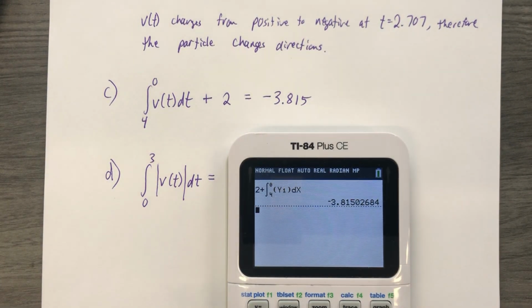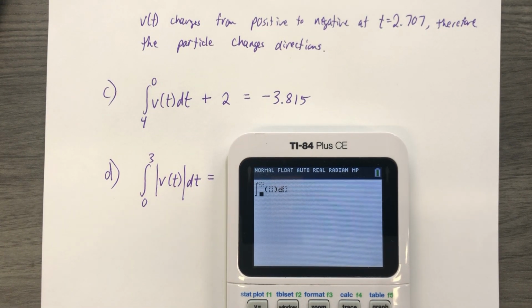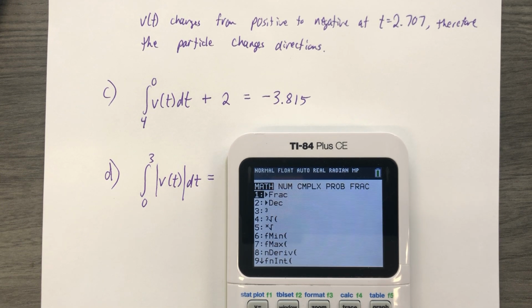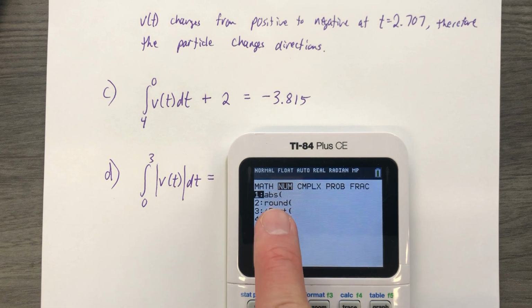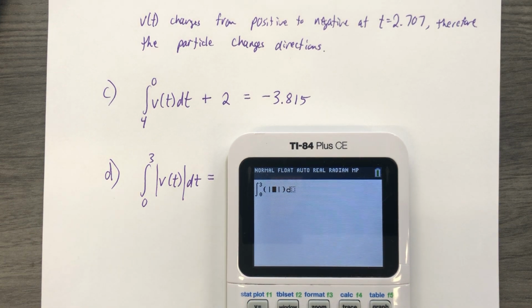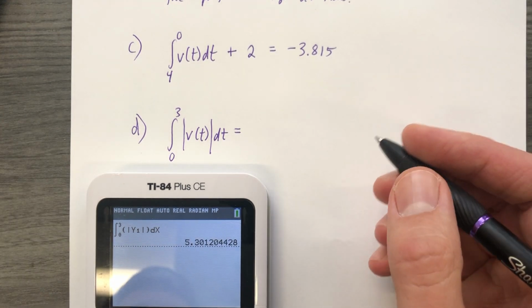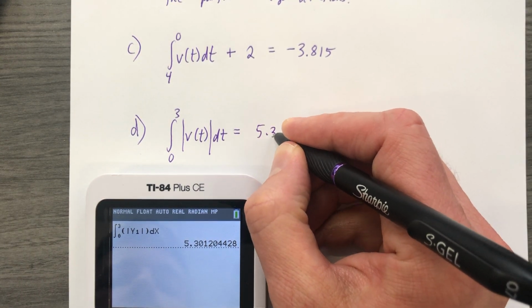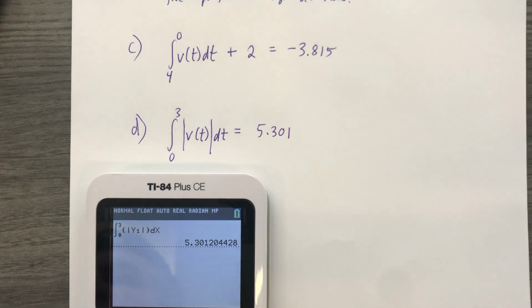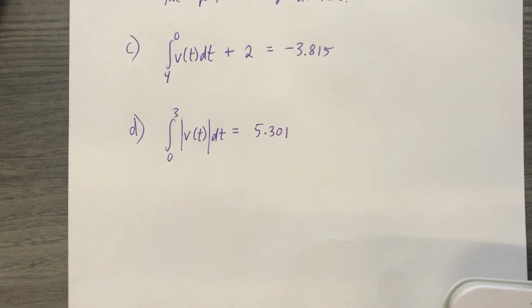All right, let's go. The integral from 0 to 3. We're going to press math and go over to number, and the top option is absolute value. Put the function, alpha trace, in the bars, and then there's that. Takes it a second. Better get a positive value. 5.301. That's the total distance that the particle traveled on that time frame.